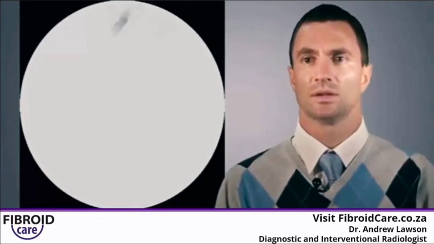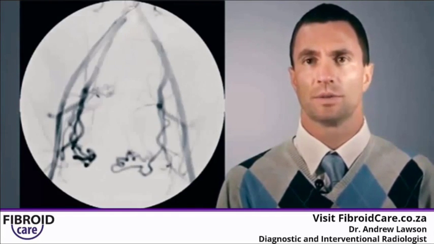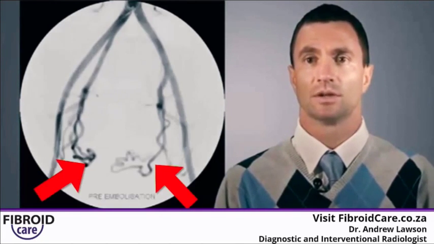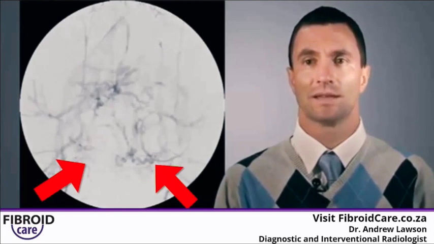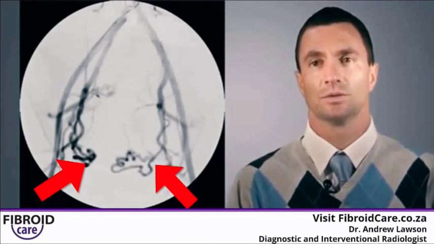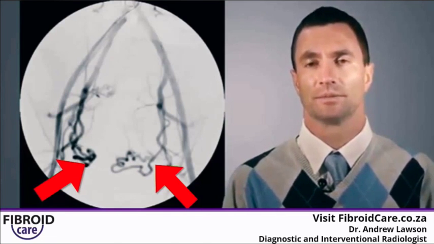When we inject the contrast medium into the main blood vessel of the aorta, this is what you see. You can see the contrast medium coming down through the arteries in the pelvis and giving me a roadmap of the vessels in the pelvis so that I can see the vessels supplying the uterus and the fibroids. And this actually shows the two arteries supplying the uterus coming in from either side.